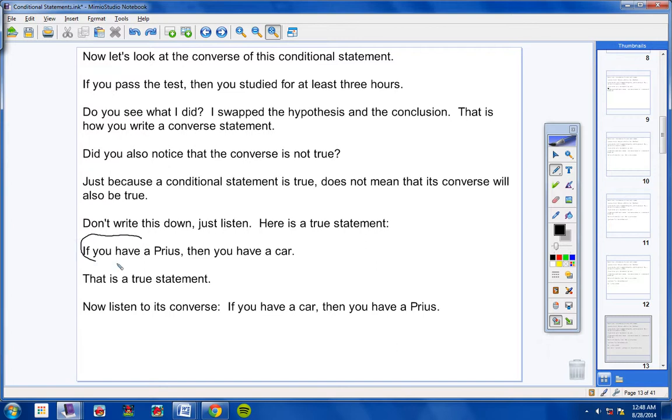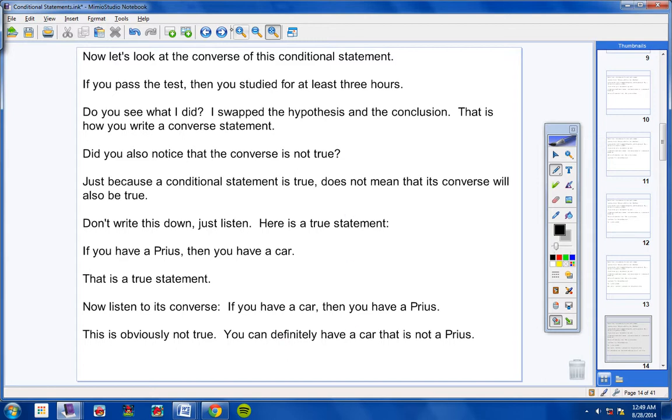This is always true: if you have a Prius, then you have a car. But this isn't always true. If you have a car, you might have a Mustang. You might have an Accord. You might have whatever. So just because a conditional statement is true does not mean that its converse is also true. You really, really need to get that. All right, now this is obviously not true. Like I just said, you can definitely have a car that's not a Prius.